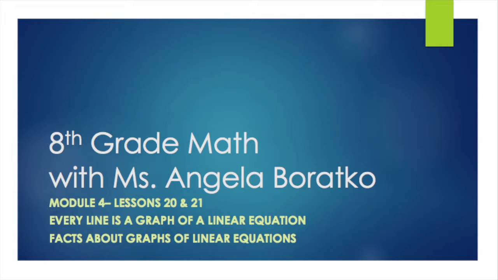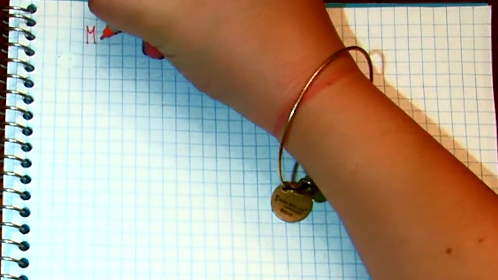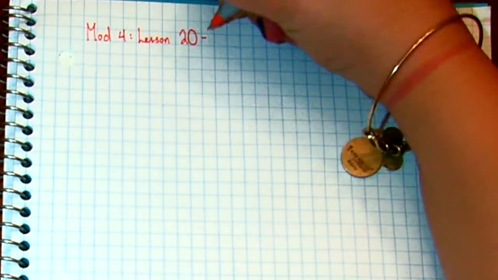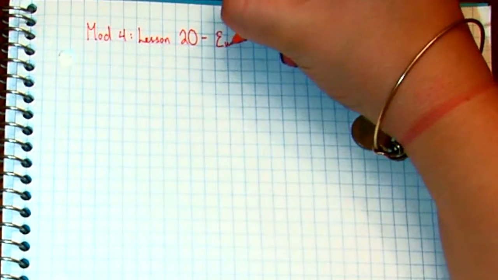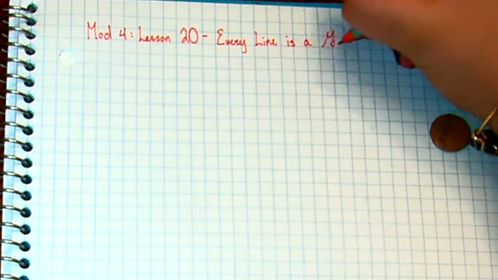Everyone, today we're looking at Module 4, Lesson 20 and 21. And we're going to start with Lesson 20, which says every line is a graph of a linear equation.